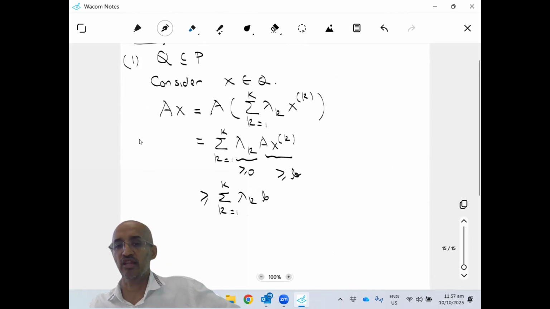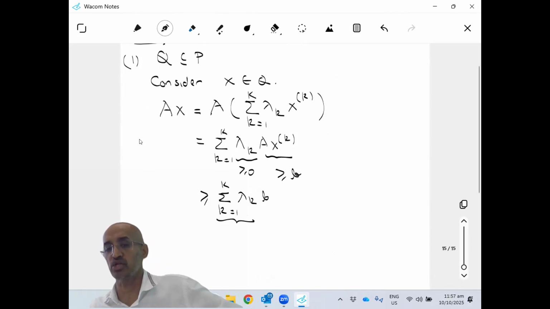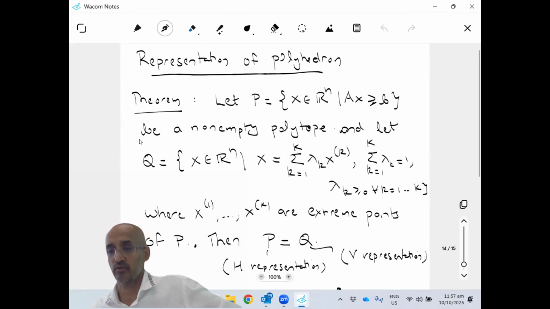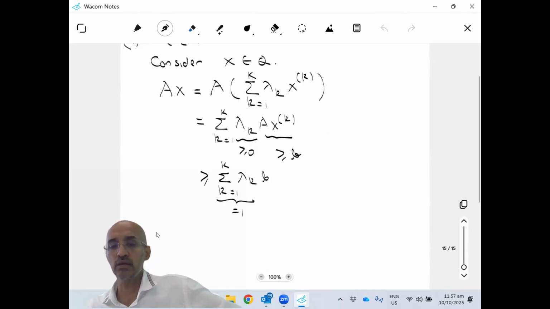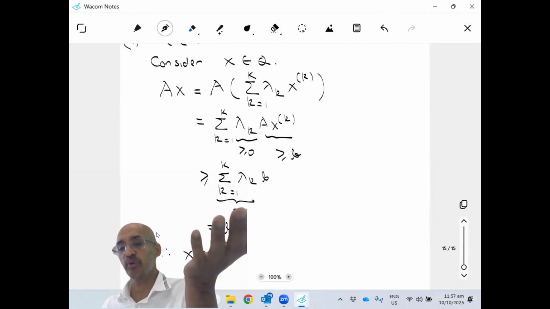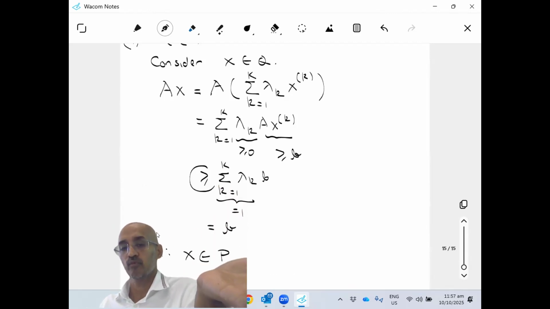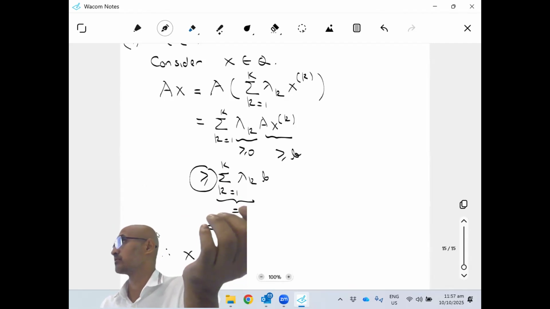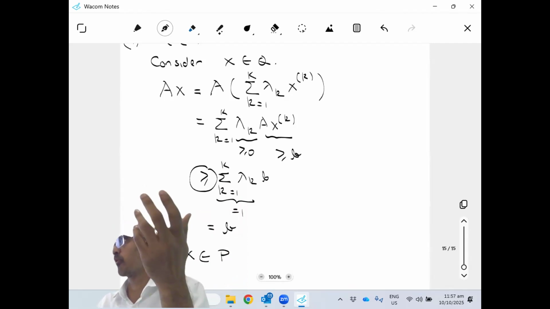But I also know that the lambda k's are a convex combination. They add up to 1. So this should be equal to B, which implies, therefore, X lies in the set P because X started in the set Q. Each extreme point satisfies AXk greater than or equal to B. So AX has to be greater than or equal to B, which means that X lies in P. Okay. So this is straightforward.